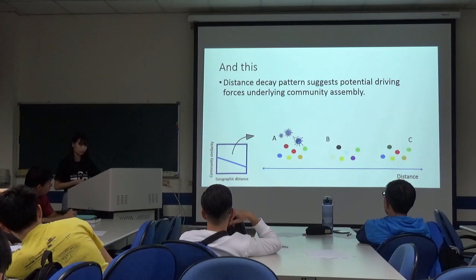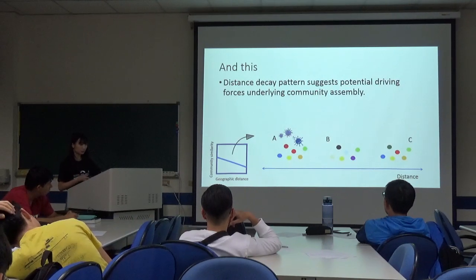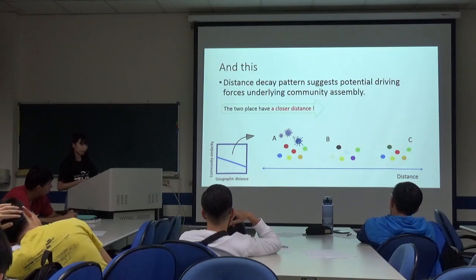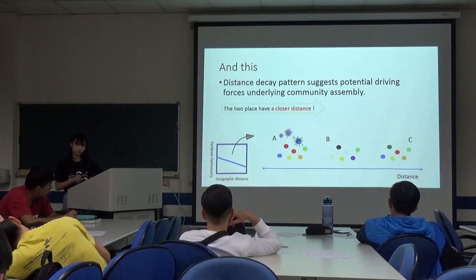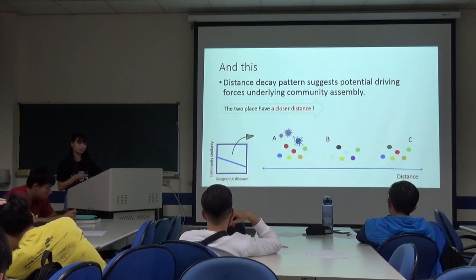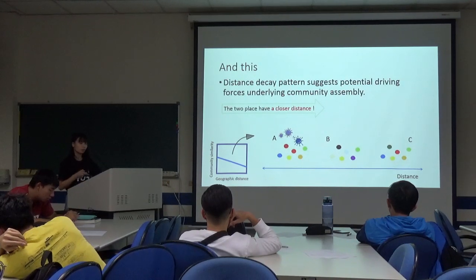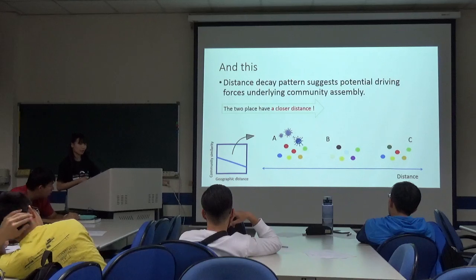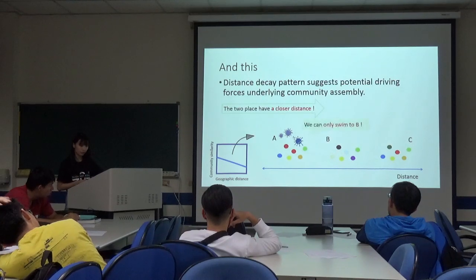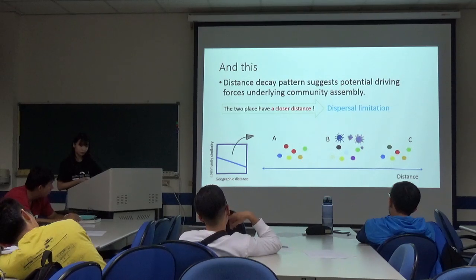On the other hand, there are three communities, and the distance between A and B is closer than the distance between A and C. No matter whether the environmental factors are similar or not, the microbes can only swim to a closer place. This means dispersal limitation. It just depends on their capacity to disperse.